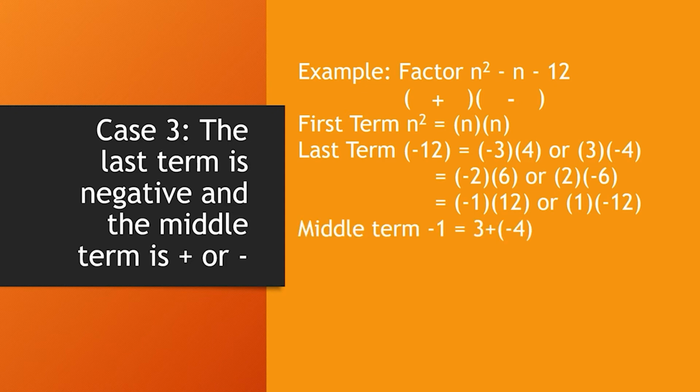So the factors of n squared minus n minus 12 are the quantity of n plus 3 times the quantity of n minus 4. Again, you can verify your answers by performing the FOIL method.